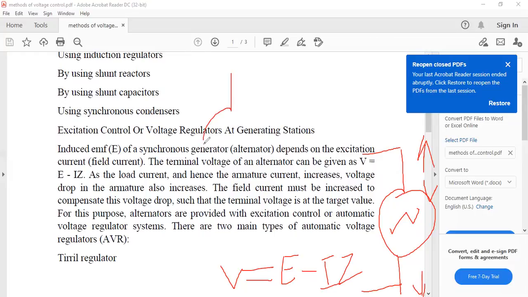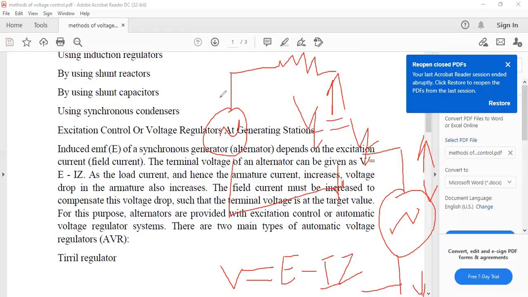Suppose this is your circuit. This is the induced EMF. Assume some resistance will be there, and here some load is connected. The voltage across this will be considered the terminal voltage. So VT will be equal to whatever EMF is generated in the alternator itself, which we will consider as E.